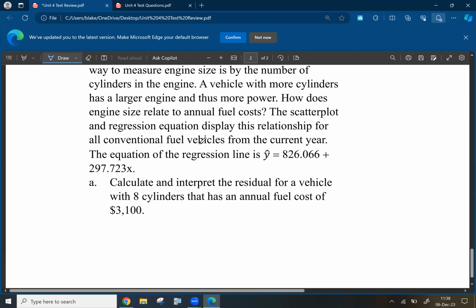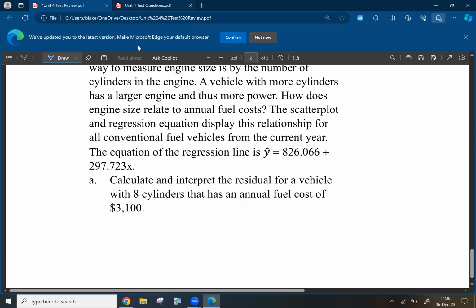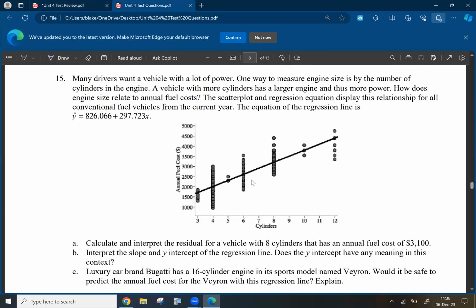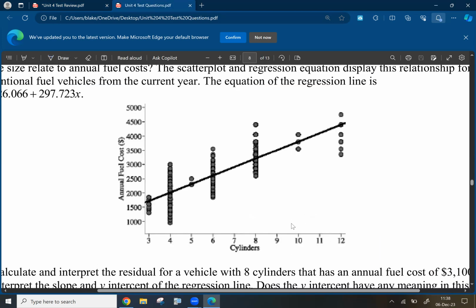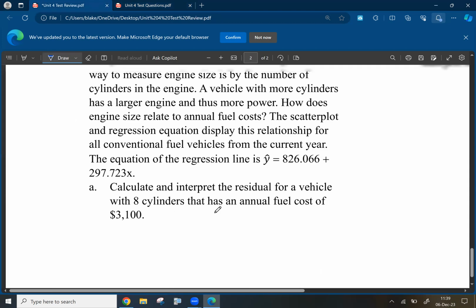All right. Now, this one, there was supposed to be a graph that I printed off and I didn't for some reason, but this is the graph. So I'm going to refer to this as we need to. Calculate and interpret the residual for a vehicle with 8 cylinders that has an annual fuel cost of $3,100.